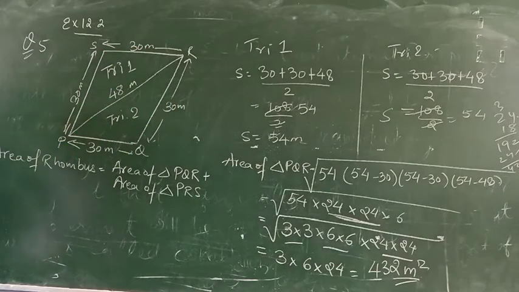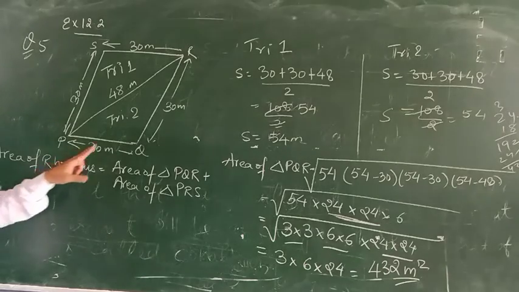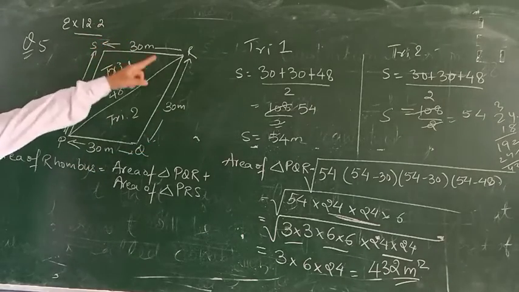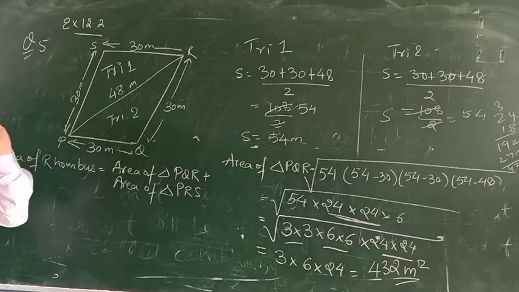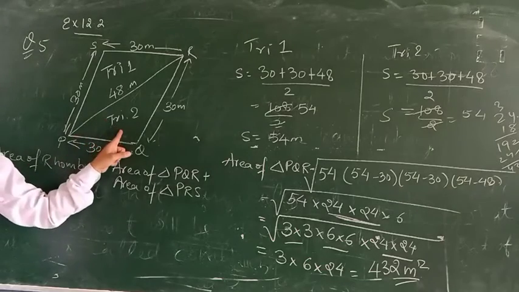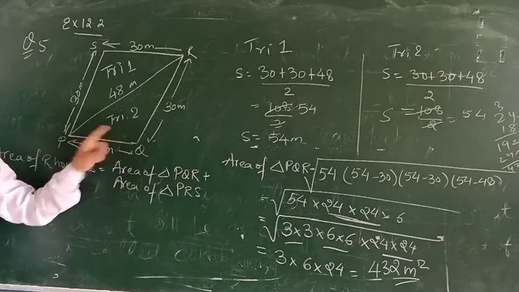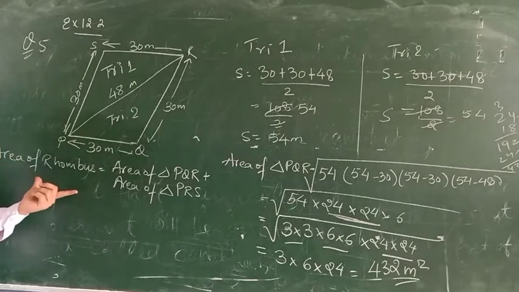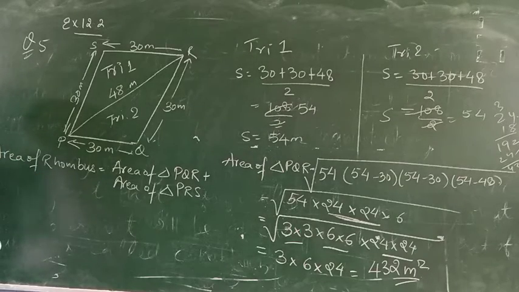Two triangles in a rhombus will be identical, congruent triangles. This triangle has sides 30, 30, and this triangle has sides 30, 30, and this side is common, 48. So instead of applying Heron's formula twice and spending extra effort, it is better to calculate the area of one triangle and then multiply it by 2, so you will get the area of the rhombus. Any doubt in this?